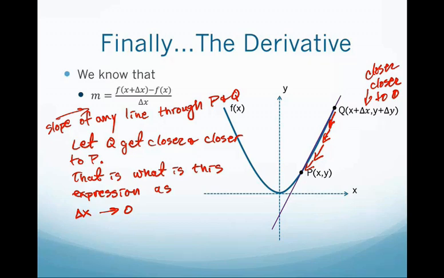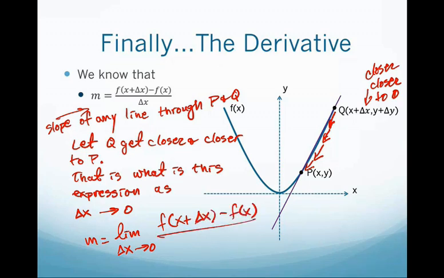Okay? So the slope then will be a limit as delta x approaches 0 of f of x plus delta x minus f of x, all divided by delta x. Voila, that is the definition of the derivative, okay? And that's all we did.